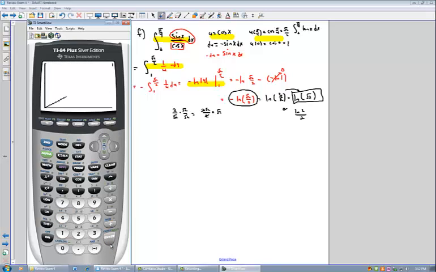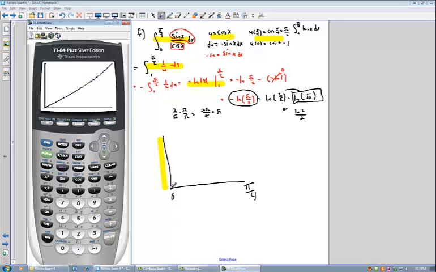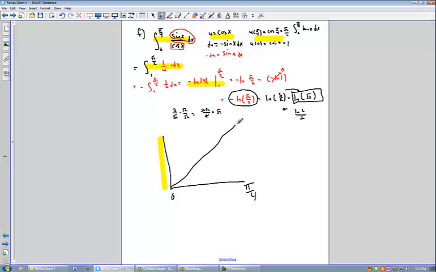So I should draw this then. Down here, I should draw the graph. So my graph looked like this from 0 to pi over 4. And what did it do? It just went up, didn't it? So it just goes up. And so I'm looking for this area. To find this area, hopefully it's ln of root 2, so let's check it out.